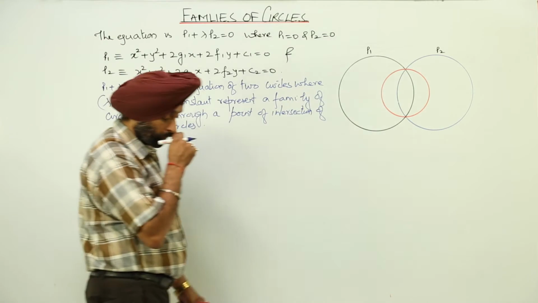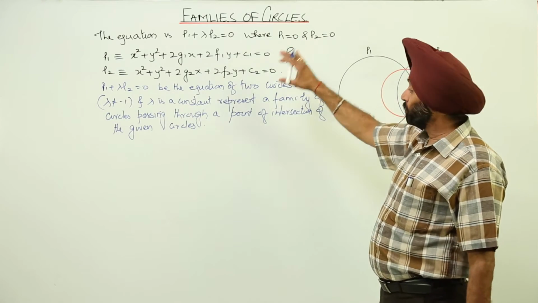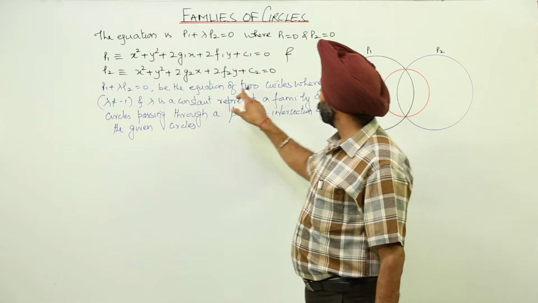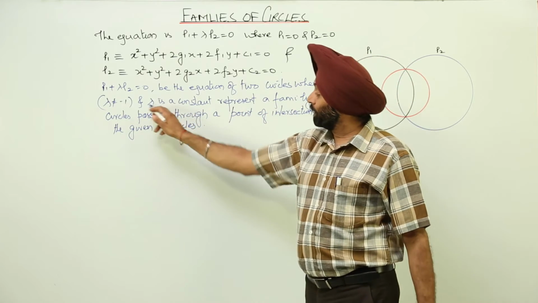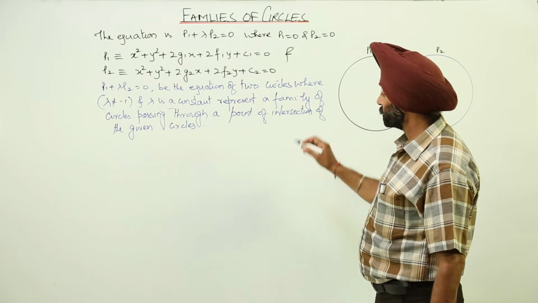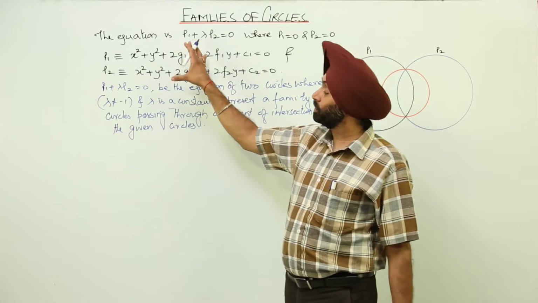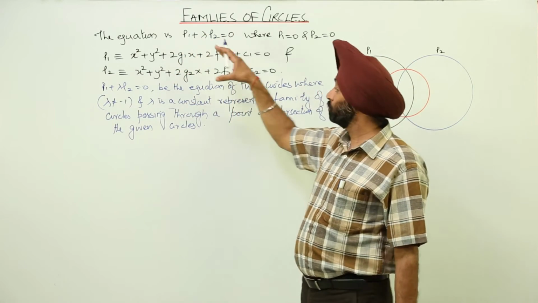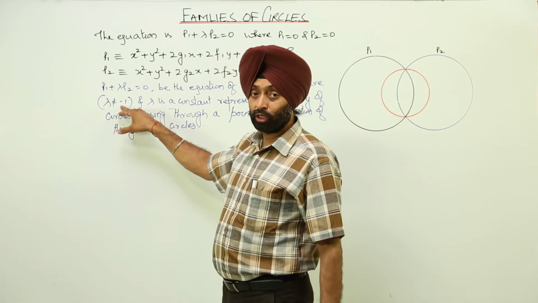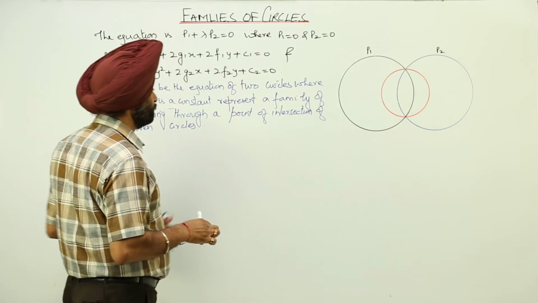Now once again, what I have written is that these two equations be the equations of two circles, where lambda is a constant and lambda is not equal to negative of 1, represents a family of circles passing through a point of intersection of the given circles. Now we are going to find the equations that P1 plus lambda P2 is going to give us. Now I told you one thing, that lambda is not equal to negative of 1, which we are going to discuss when I am writing the equation parts.